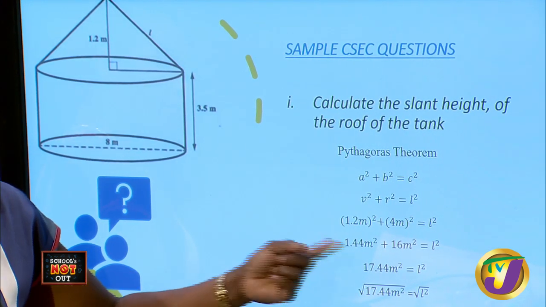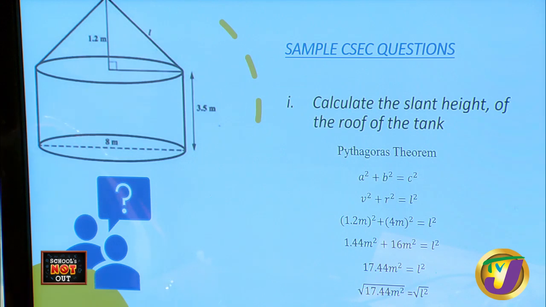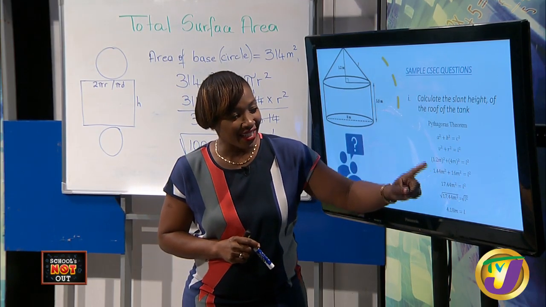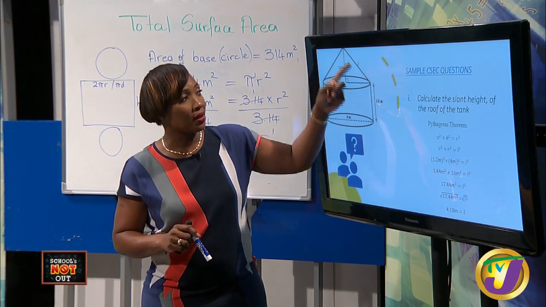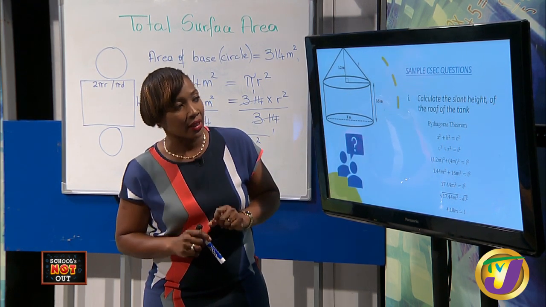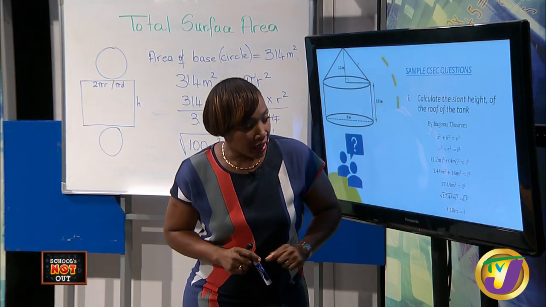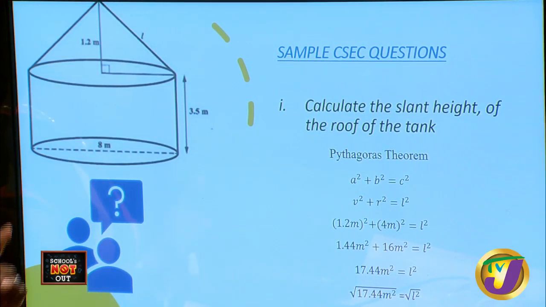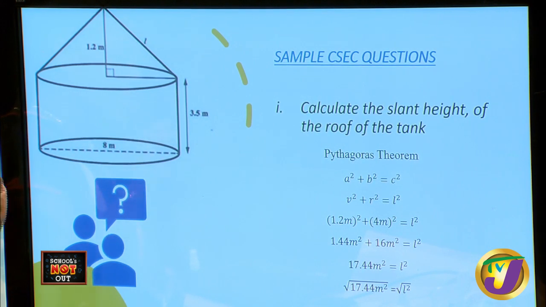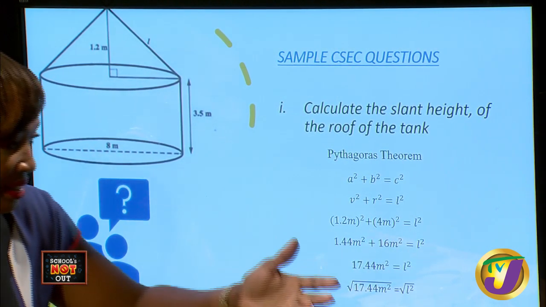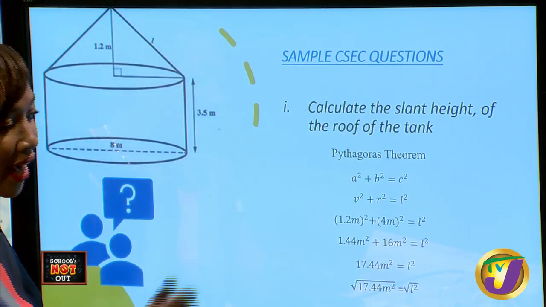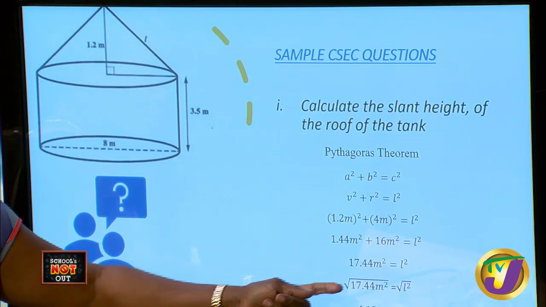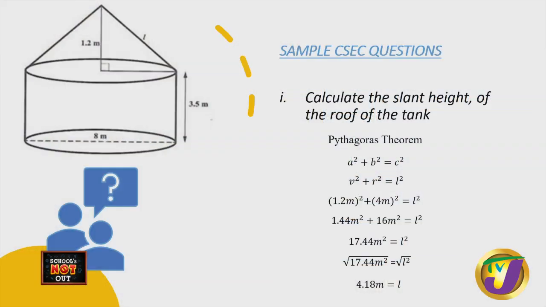And if we were to square them, you'd have 1.2 squared is 1.44 squared meters, and 4 meters squared is 16 squared meters. And then you were trying to determine what our length would be, our slant height. All right, so we'd add these, we get 17.44 equal the square length. Now to find the slant height, we'd have to find the square root of L squared, and also the square root of 17.44 squared meters, which would give us 4.18 meters, which would give us the slant height.